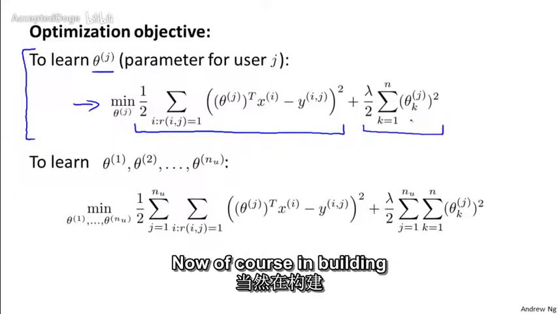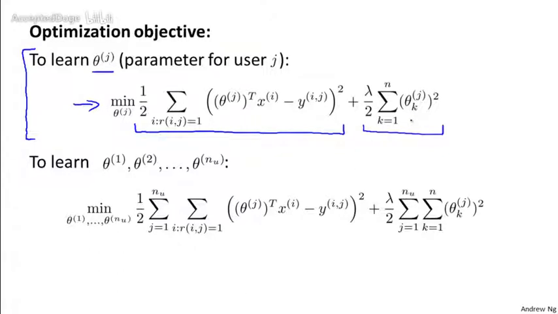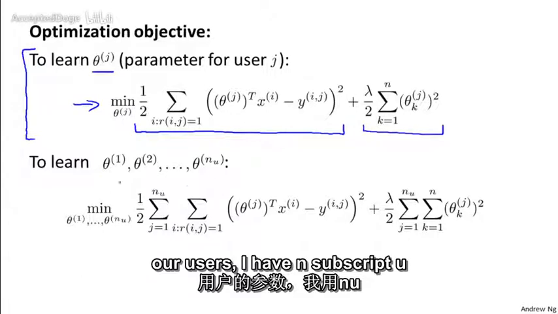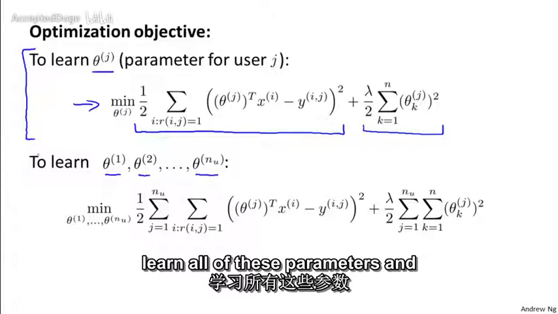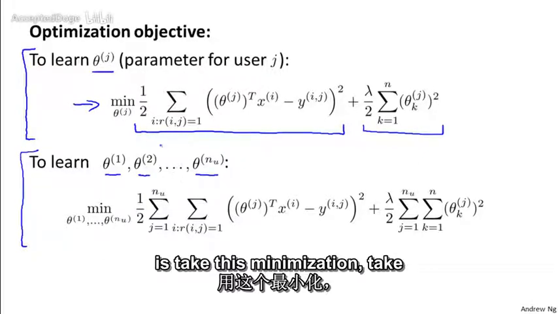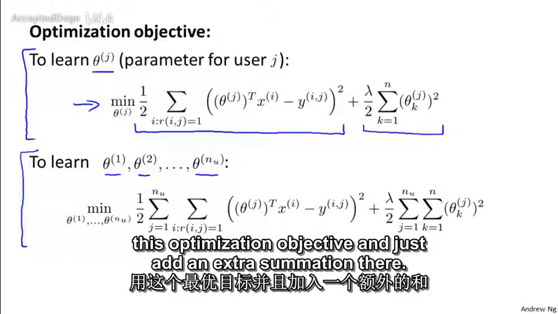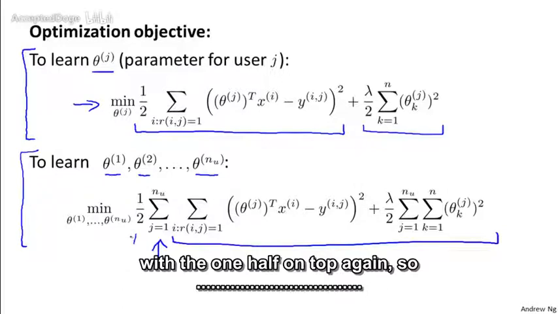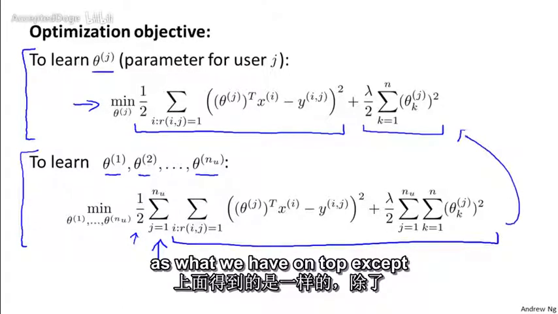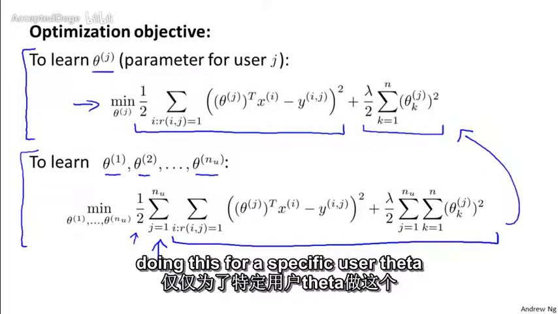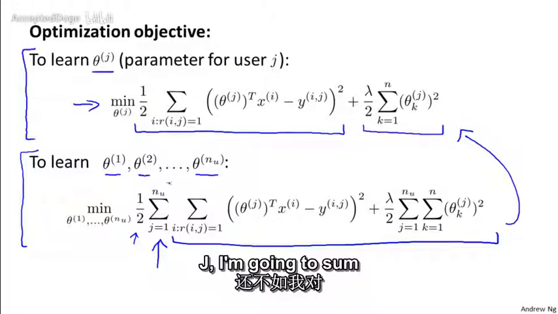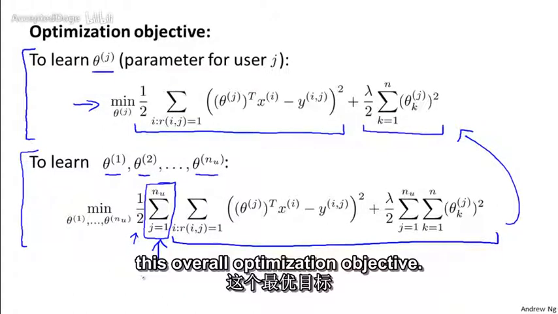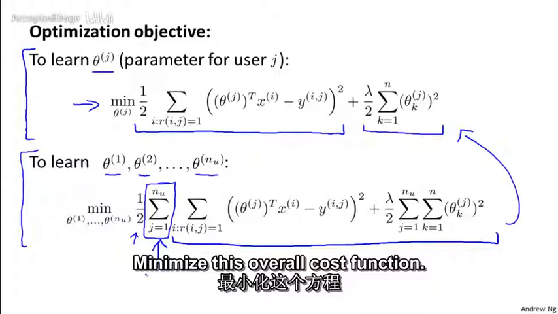Now, of course, in building a recommender system, we don't just want to learn parameters for a single user. We want to learn parameters for all of my users. I have n subscript u users, so I want to learn all of these parameters. What I'm going to do is take this optimization objective and just add an extra summation. This expression with the 1/2 on top is exactly the same as what we had, except that now instead of just doing this for a specific user theta j, I'm going to sum my objective over all of my users and then minimize this overall cost function.